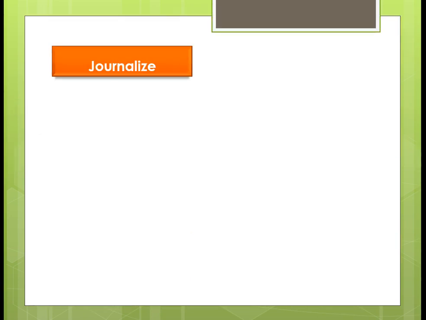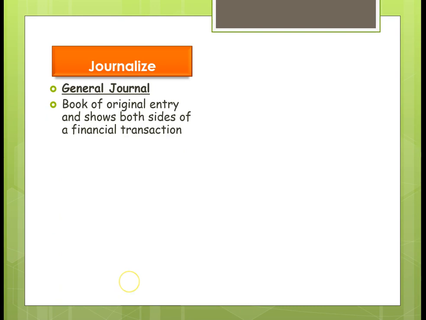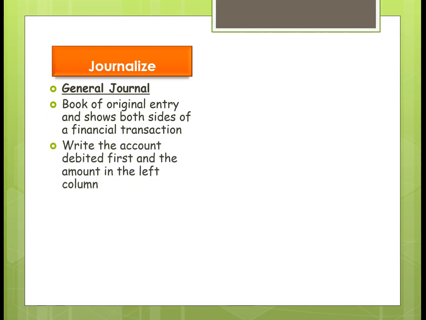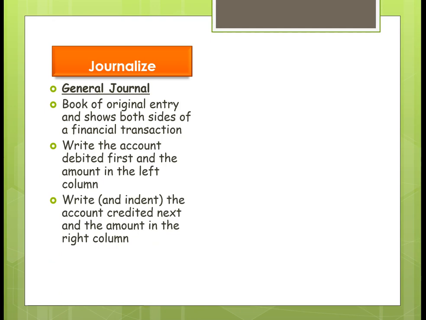Now we're going to take a look at what we do. We have the general journal, and that's where we show both sides of every financial transaction. We write the account debited first and the amount in the left column, and we write and indent the account credited next and the amount in the right column. Now today this is all done on the computer. Debits must always equal credits when you do the journal.